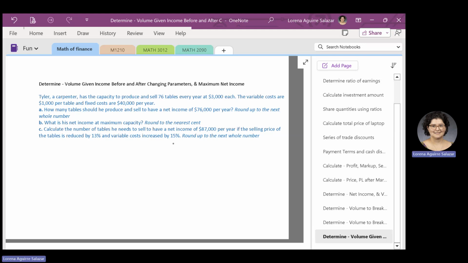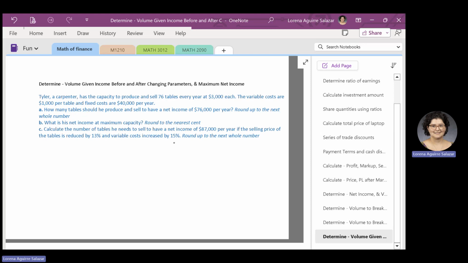Tyler, a carpenter, has the capacity to produce and sell 76 tables every year at $3,000 each. The variable costs are $1,000 per table, and fixed costs are $40,000 per year. There are three parts. A.